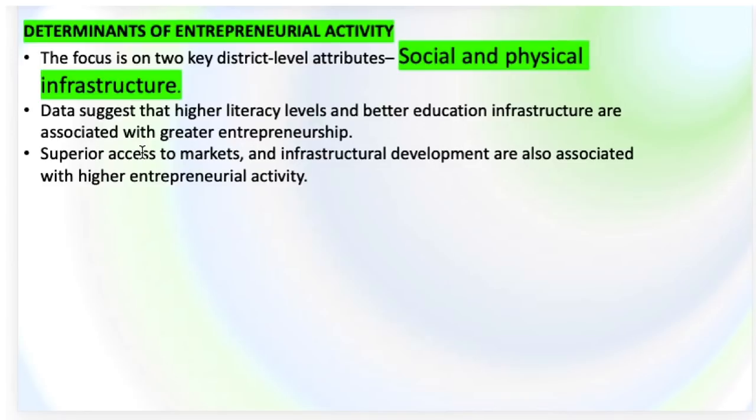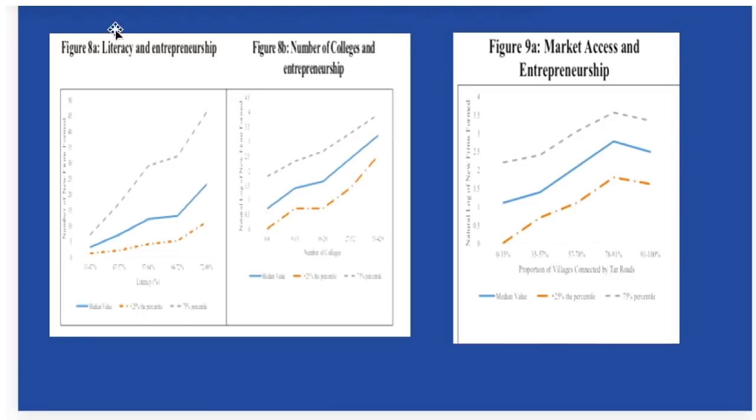And the data also suggests that superior access to markets and infrastructural development are associated with higher entrepreneurial activity. I'll show you some graph to support this claim. See, in this graph, we can see that literacy and entrepreneurship rate, wherever these two things are high, whenever they increase, the entrepreneurship activity also increases. You can see this is an upward going graph.